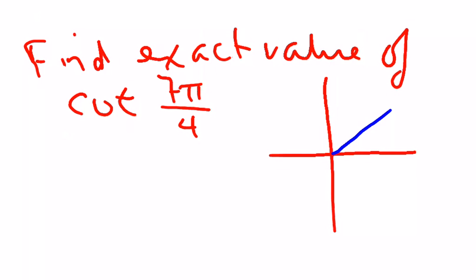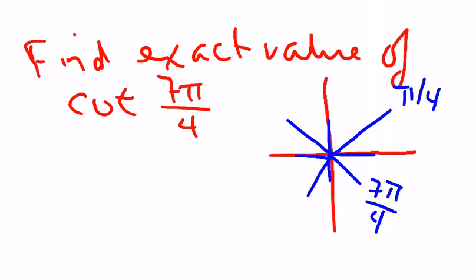So pi over 4 again is 45. So here's pi over 4. Next pi over 4 would be here, and then here, here, here, here, here, here. So we count: 1, 2, 3, 4, 5, 6, 7. So here's where 7 pi over 4 is. And then we see that it's just going to be the negative of what pi over 4 is.